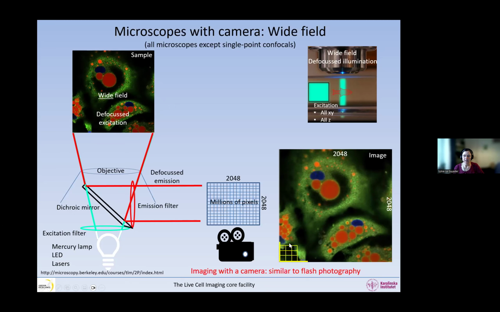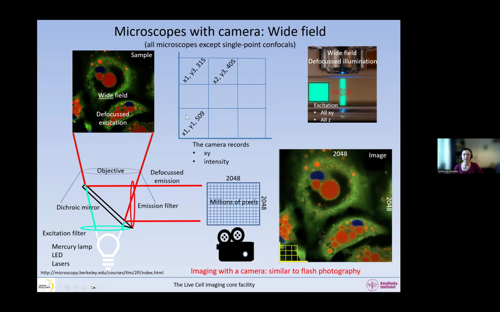And so if we look a little bit closer at this image, it's made of pixels, and each of them has an XY coordinate and an intensity, and this is what the camera records. Okay, but we can see that all the Z levels are excited. So the plane of interest might be here. The plane that we're imaging is here. This is the focal plane, okay? But actually the sample above and below is also excited, and therefore it also fluoresces. And that creates a haze in the image, and you can see that.